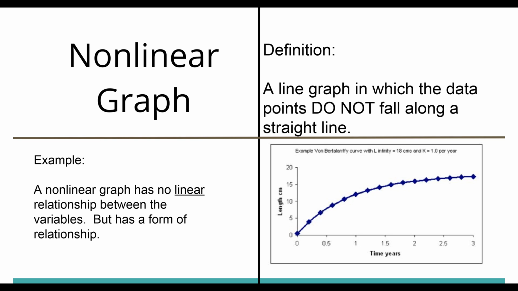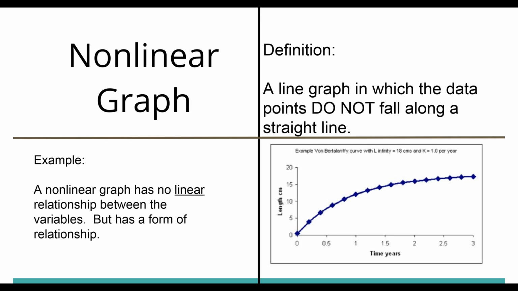It still has a form of relationship. It's not just a random peppering of dots, right? If we could have dots all over the place, there's a form of relationship. And so in this case, we have a form that's kind of curved. And so we have the time of years and the length of something, right? So you have an example of a curve, and we have these things right here.